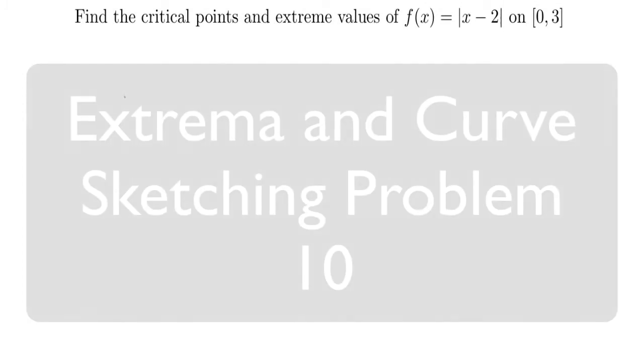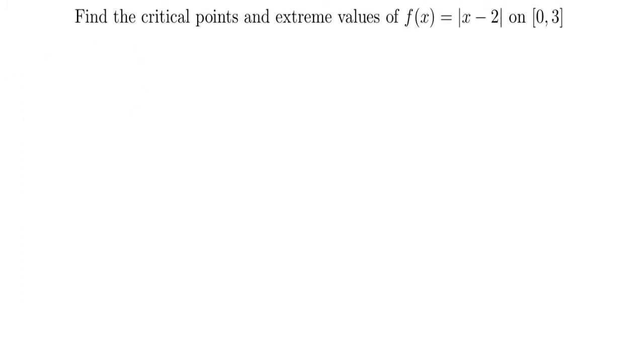Okay, so here's the question. Find the critical points and extreme values of f of x equals absolute value of x minus 2 on 0 to 3. So our first step is going to be to find the derivative. And to find the derivative of an absolute value function, well, we have to turn it into a piecewise function.